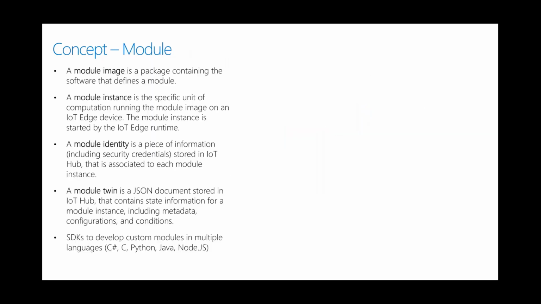So you've heard me talking about components, but what actually is a component? Well, the parlance that's used inside IoT Edge is a module. So essentially, a module is a package. It's something that you create which contains code that essentially defines what you want to do. That's the module image. An instance is, as you can probably guess, an instance of that image on a specific device.